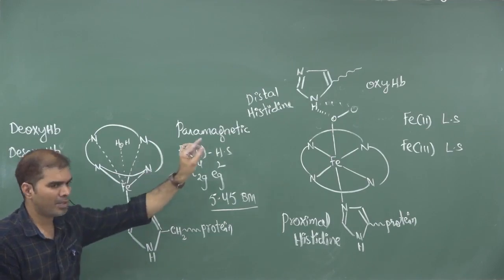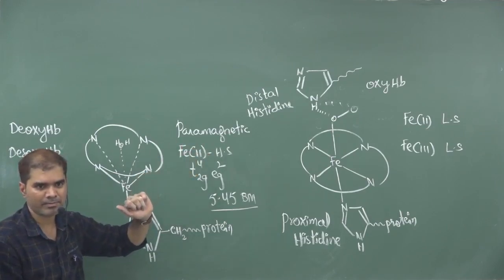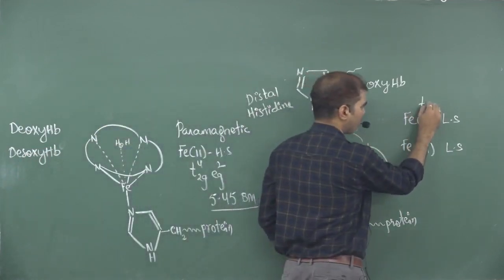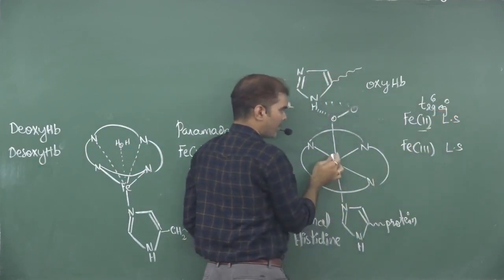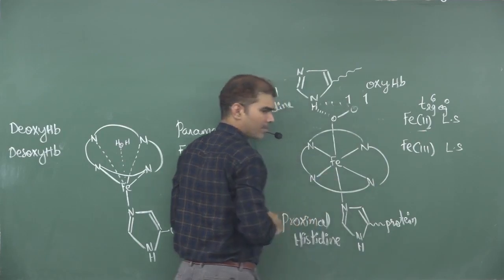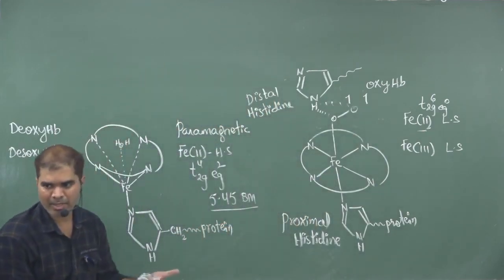If I say iron 2 low spin, how many unpaired electrons are present? Iron 2 low spin: t2g6 eg0, no unpaired electron. But dioxygen is coming and binding. In dioxygen you have 2 unpaired electrons. It is a triplet. So it has to be paramagnetic. Why is it diamagnetic?